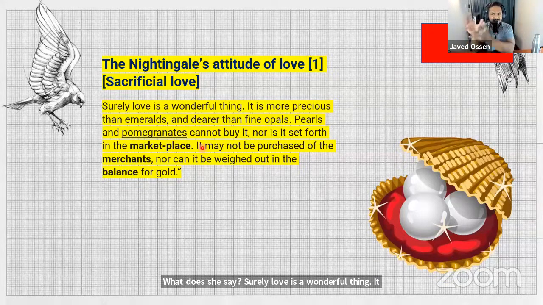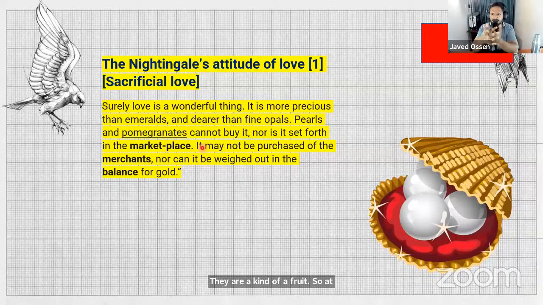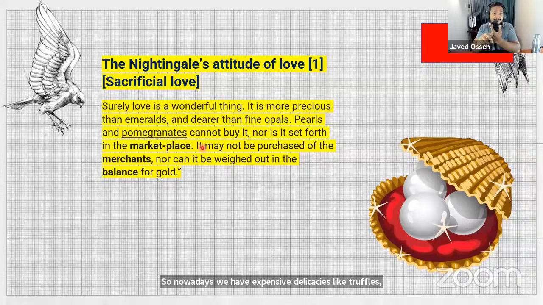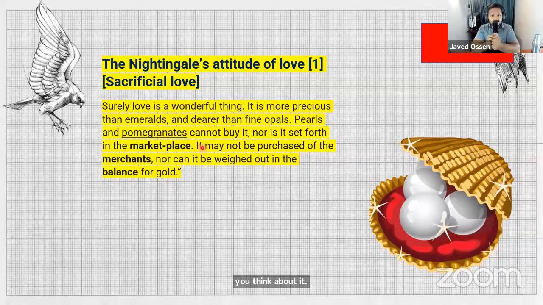But what do you mean by pomegranates? They are a kind of fruit. So at one point, pomegranates were expensive, right? So nowadays we have expensive delicacies like truffles, like oysters, like even durian is kind of expensive if you think about it. So like that, back in the day, pomegranates were expensive.